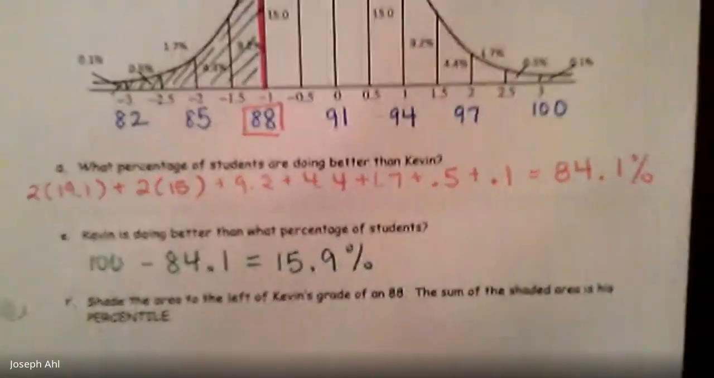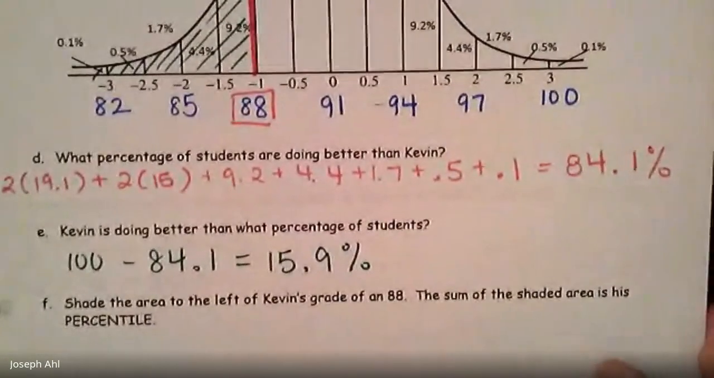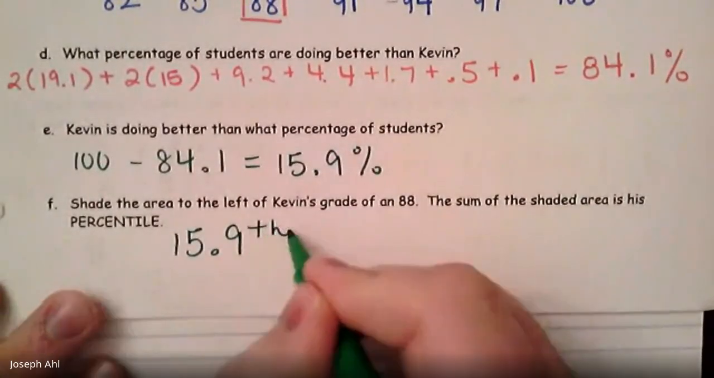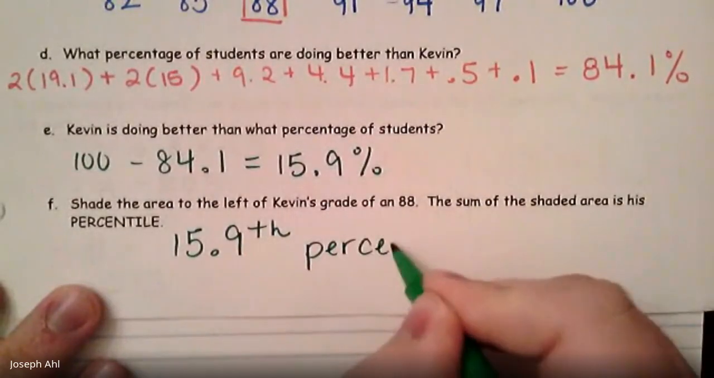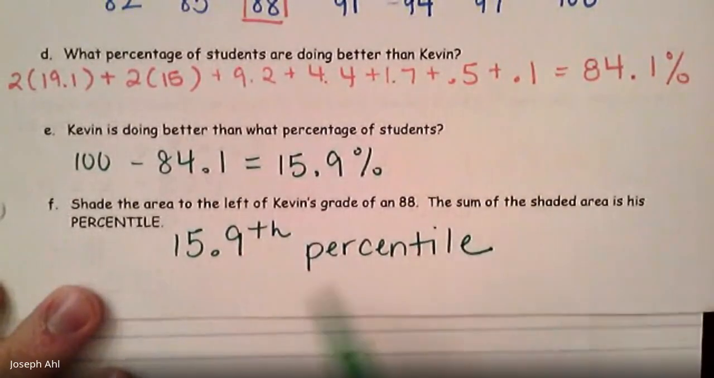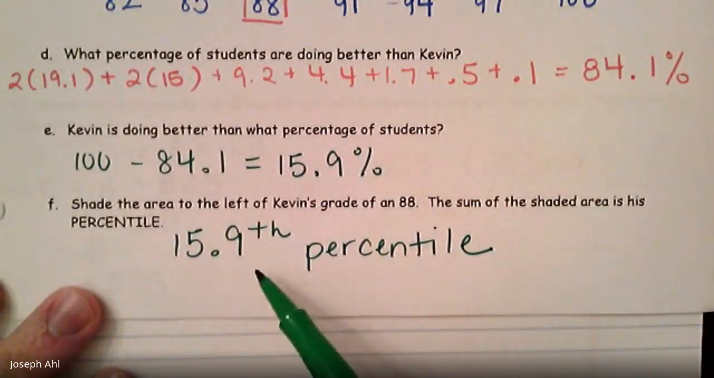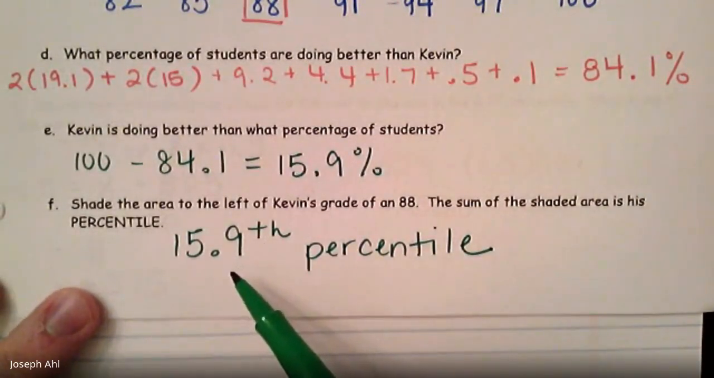And the sum of that shaded area winds up being what we call Kevin's percentile. So Kevin's percentile is that he falls into the 15.9th percentile, which is just about the 16th percentile here, right? So what that means is that Kevin only scored better than approximately 16% of the students taking this test.